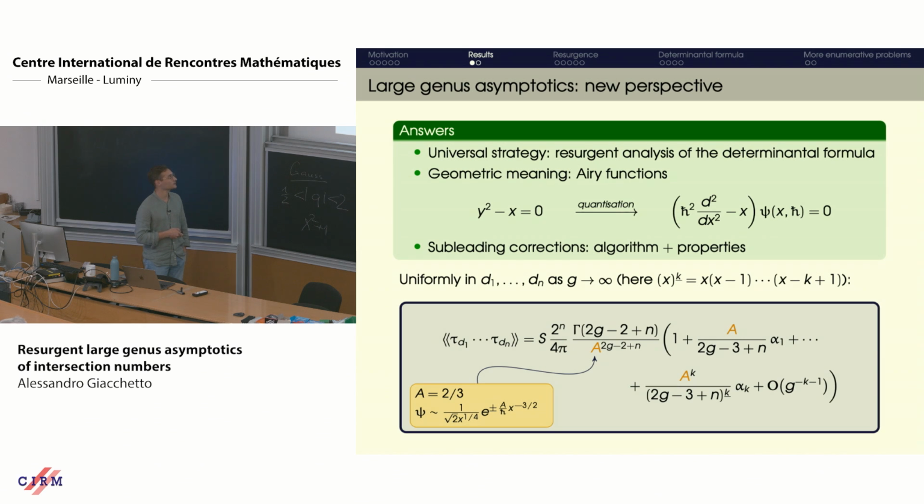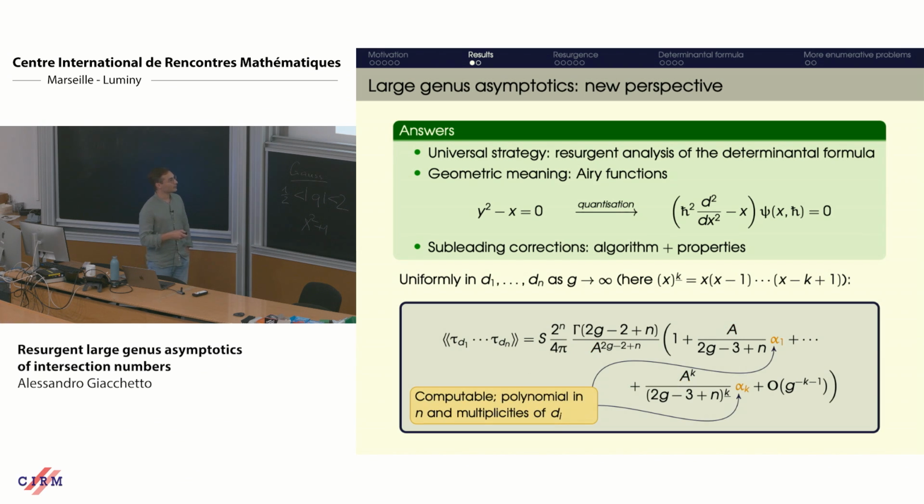all subleading corrections. And finally, we get an algorithm to compute these constants appearing in the subleading corrections to this series here. And we also managed to prove some properties satisfied by these constants. For example, these alpha k's are polynomials in N, and they're also polynomials in the multiplicities of these indices di that appear in the intersection numbers.